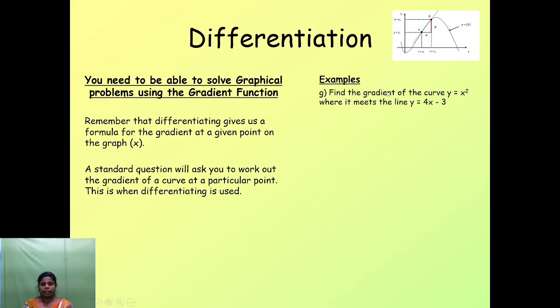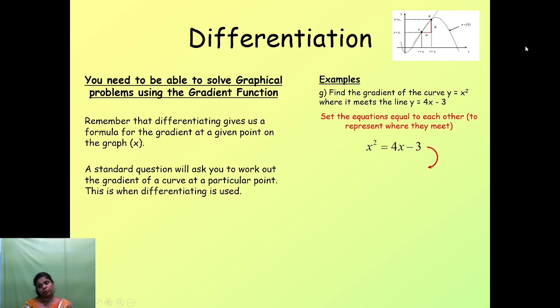Next example, find the gradient of the curve y equal to x square, where it meets the line y equal to 4x minus 3. Set the equations equal to each other. Here y equal to x square, and here y equal to 4x minus 3. So we substitute y, instead of x square, we get x square equal to 4x minus 3. Then we rewrite the equation: x square minus 4x plus 3 equal to 0. Remember, when a polynomial is equal to 0, it is called an equation.